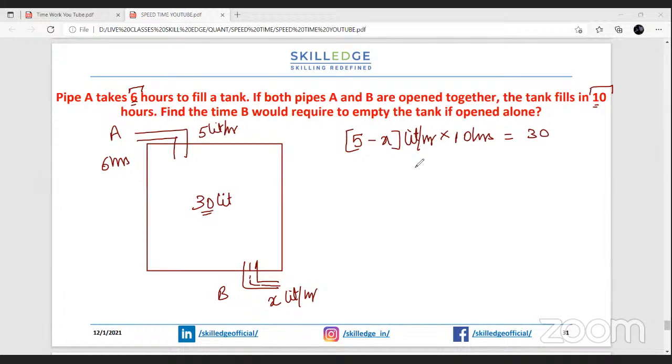Yep, correct answers are coming from some people. So 5 minus X is equal to 30 by 10, which is 3. So X comes out to be 5 minus 3, which is 2. So B is emptying at the rate of 2 liters an hour. And how much does it need to empty? It needs to empty a total of 30 liters. So it will require 15 hours to empty the tank.